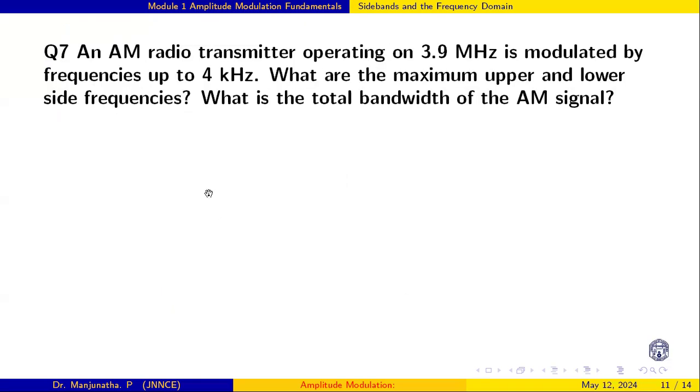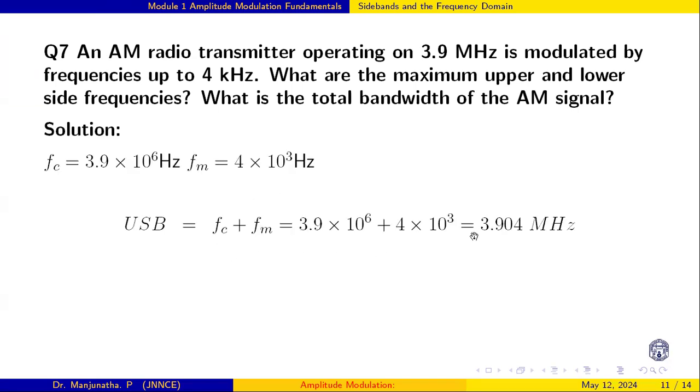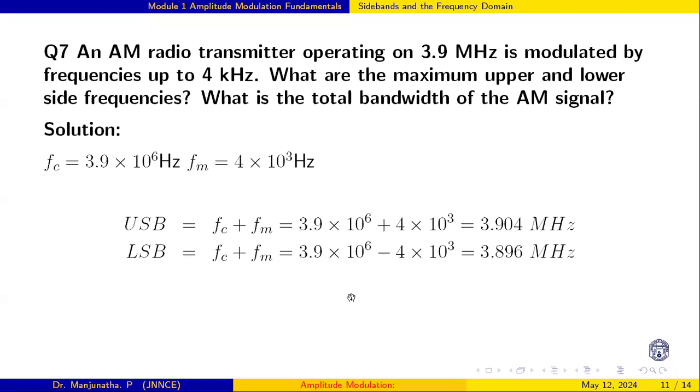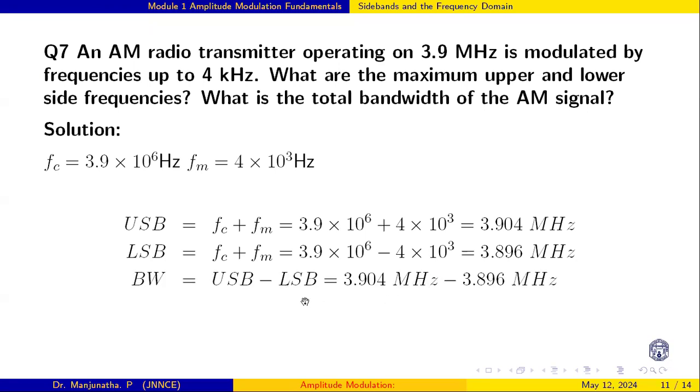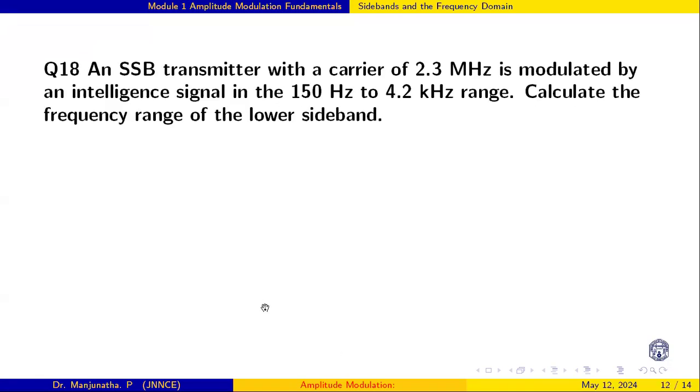Similarly, we will take one more example. 3.9 megahertz is the carrier and 4 kilohertz is the message signal. What is the bandwidth here? The upper sideband is 3.904, the lower sideband is 3.896, and upper sideband minus lower sideband is 8 kilohertz. Also, twice of 4 means 8 kilohertz. This is the bandwidth here.